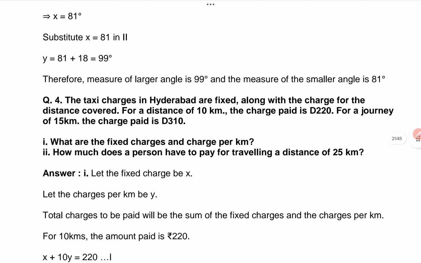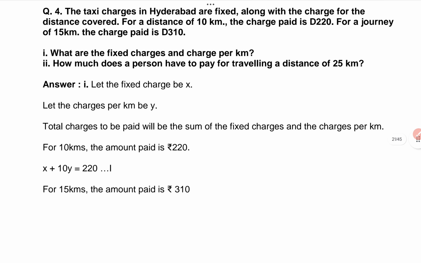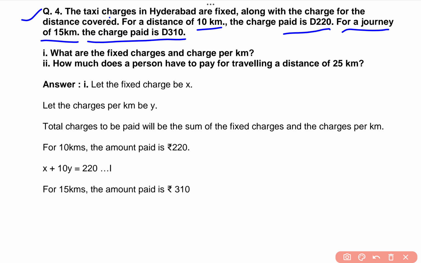If it is clear, then just see the question number here. That's your question number 4. The taxi charges in Hyderabad are fixed along with the charge for the distance covered. For a distance of 10 km, the charge paid is 220, and for a journey of 15 km you have to pay 310. What are the fixed charges and the charge per kilometre? How much does a person have to pay for traveling a distance of 25 kilometres? So this is the answer of these questions.